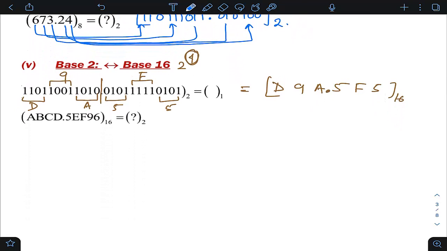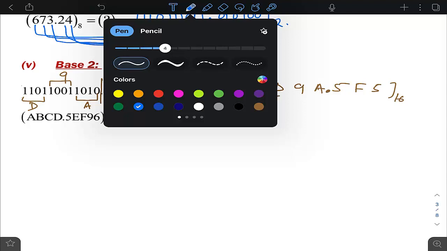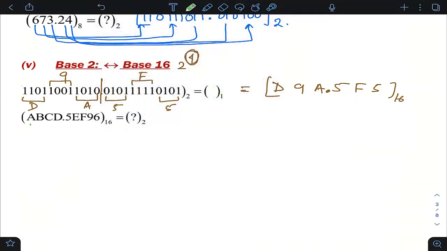Similarly, in this case, students, you see the number is ABCD.5EF96. This is in hexadecimal notation. What is its base 2 equivalent? In this case, again, because 16 is 2 power 4, I'll be replacing each of these hex digits by 4-digit binary equivalents. So what is A? A is nothing but 10. How much is 10 in binary? A is 1010. Then you have B. B is 1011. Then you have C. C is 1100. Then you have D, 1101.